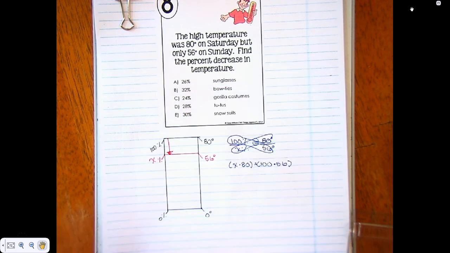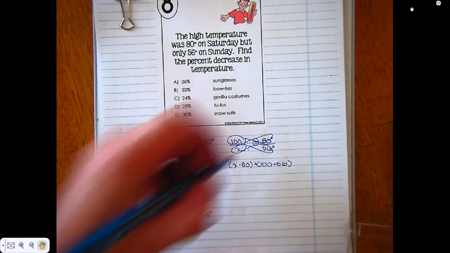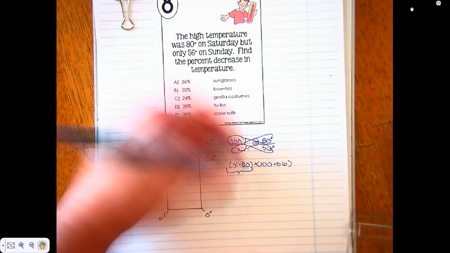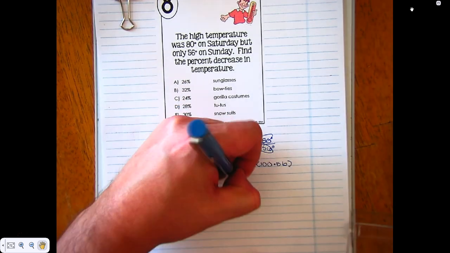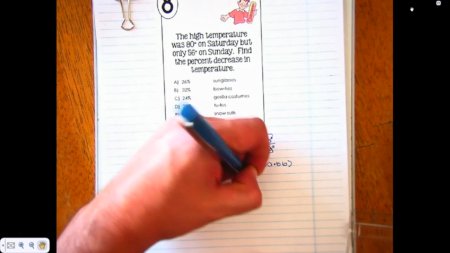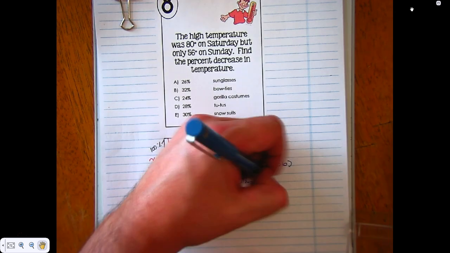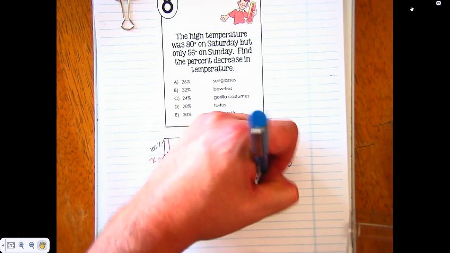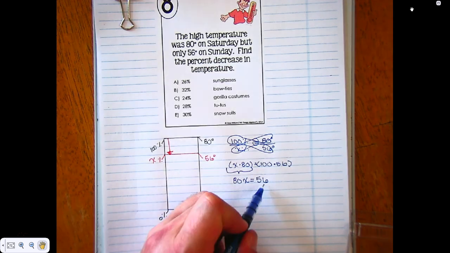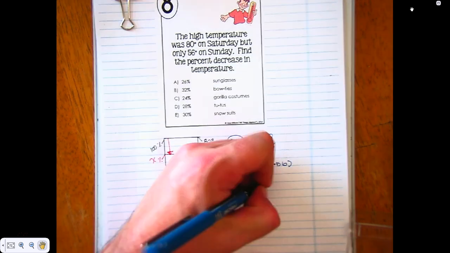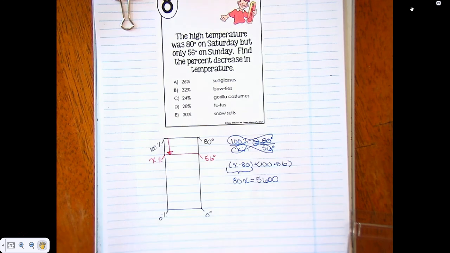I like putting everything in parentheses. It keeps everything orderly. x times 80. If you remember the rule from the last problem, we rewrite it as 80x. 100 times 56. Since I'm multiplying times 100, my decimal, instead of moving to the left when I divide, will now go to the right 2 times, which leaves me 5,600.